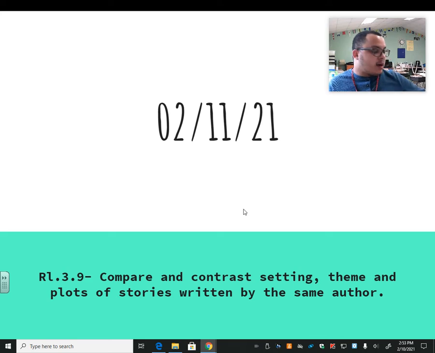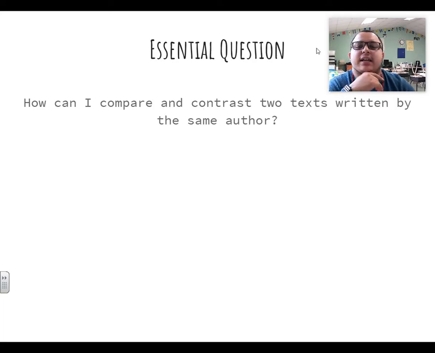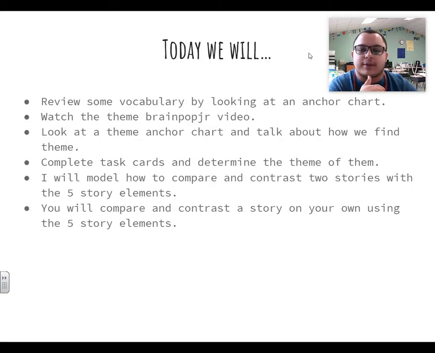All right, so we are coming to an end with the comparing and contrasting. Last week, we talked about comparing and contrasting two informational texts, and this week we've been talking about comparing and contrasting two literature texts based off of the 5 story elements. So today, remember, our central question is, how can I compare and contrast two texts written by the same author?